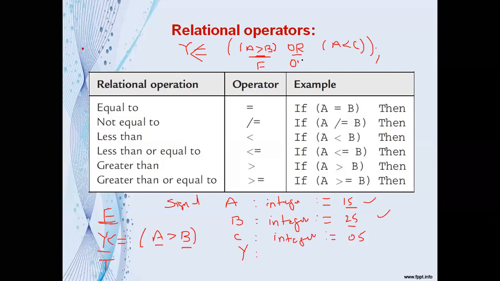So now the second condition is a less than c. What is the value of a? 15. The b value is 25. C value is 5. So now the condition is a less than c. The value of a is 15 and value of c is 5, which is a false condition. Now the final result is from this operation, which is a Boolean operation. And on these Boolean values, you are performing the logical OR operation. So what is the expected value on the y? The expected value on the y is now true here.